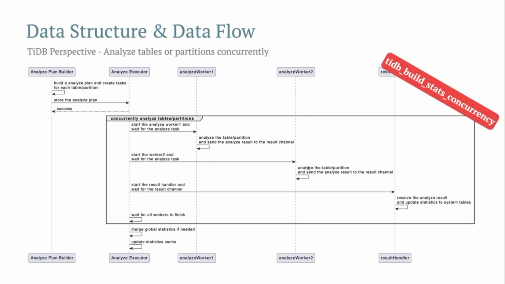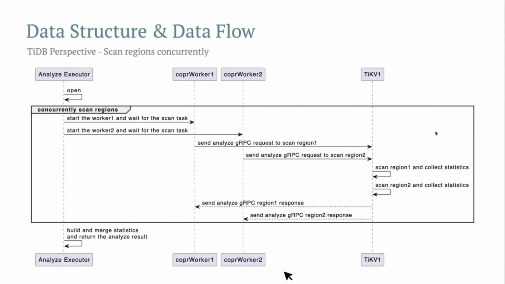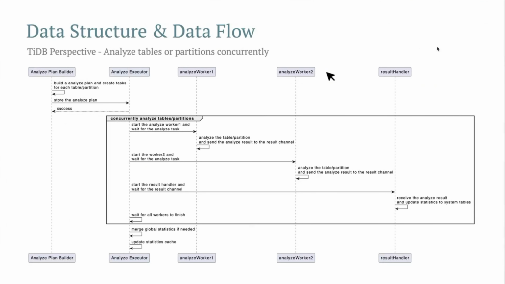And here's the first configuration called tidb_build_stats_concurrency. It controls how many workers we can spawn for analyzing different partitions and tables. By default, the concurrency is set to 2. And this is a big picture of how we analyze those partitions. But in this worker, we have some more detailed stuff we can dive into.